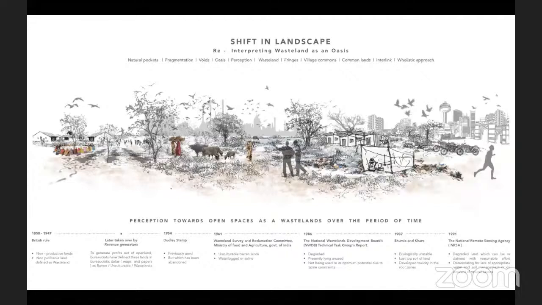Over the period, the bureaucratic data also started defining open spaces as wastelands, non-productive lands, non-profitable and degraded lands, since British rule from 1858 to 1947 till date by the National Remote Sensing Agency to generate revenues, due to which the natural systems have become sparse and linkages are fading away. Hence, the idea of nature is disappearing along with the urbanization.